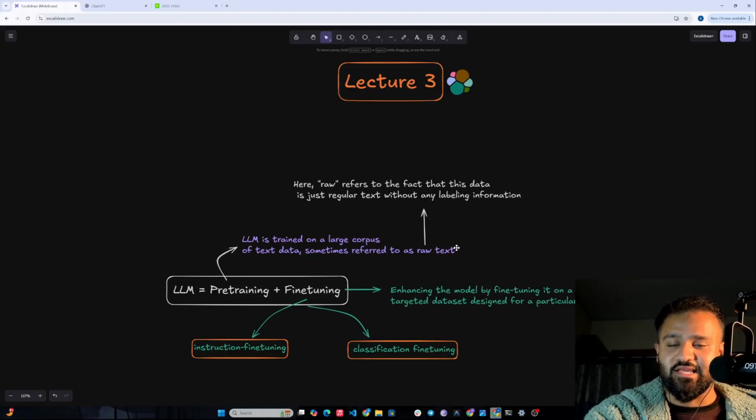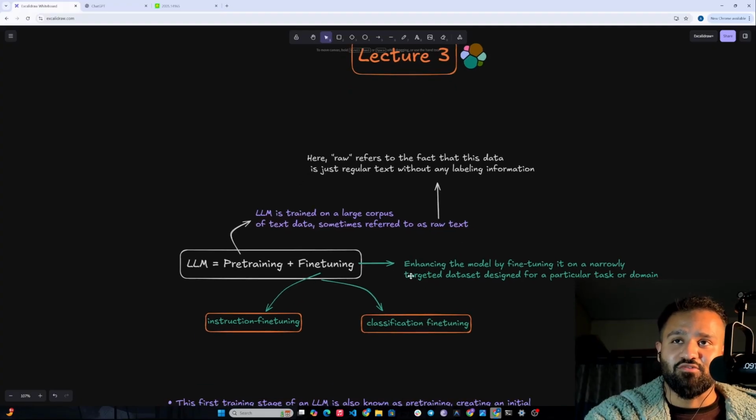Today's lecture is absolutely crucial because we are exploring the two main stages of building a large language model. The first stage is pre-training and the second stage is fine-tuning. Fine-tuning is further classified into two: instruction fine-tuning and classification fine-tuning. We will be exploring these two afterwards. These two, pre-training and fine-tuning, are the backbones of every major model that you have ever used, from GPT-4 to GPT-5, Claude, Gemini, and many more.